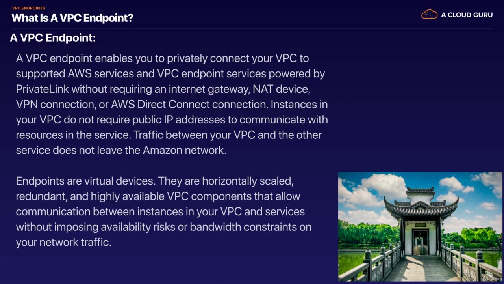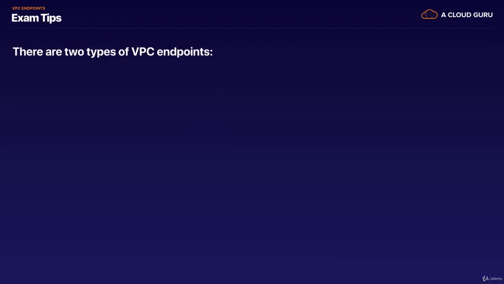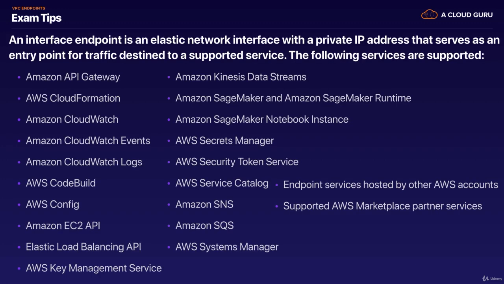Endpoints are virtual devices, and they are horizontally scaled, redundant, and highly available VPC components that allow communication between instances in your VPC and services without imposing availability risk or bandwidth constraints on your network traffic. There are basically two types of VPC endpoints: interface endpoints and gateway endpoints. In this lab, we're going to create an S3 gateway endpoint. We'll have a look at how we're going to do that a bit later. At first, we should just talk about an interface endpoint.